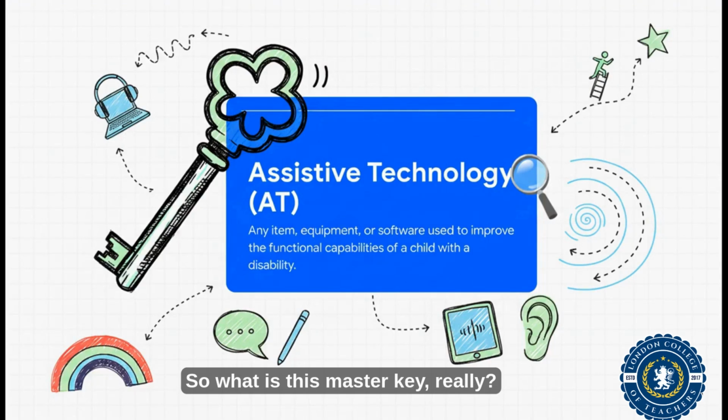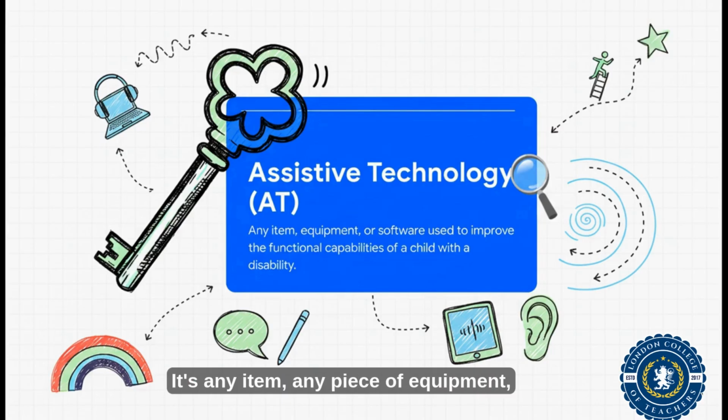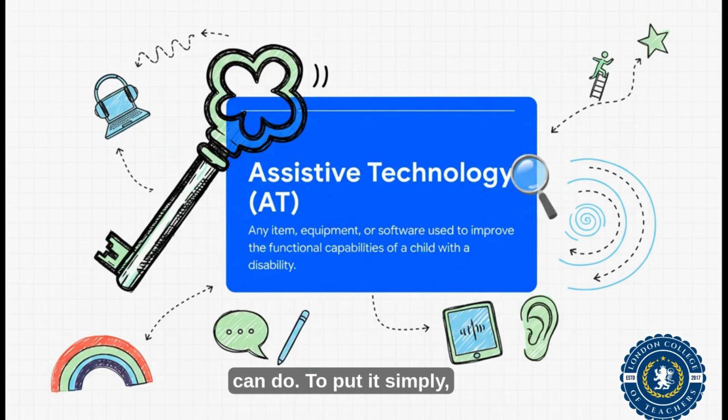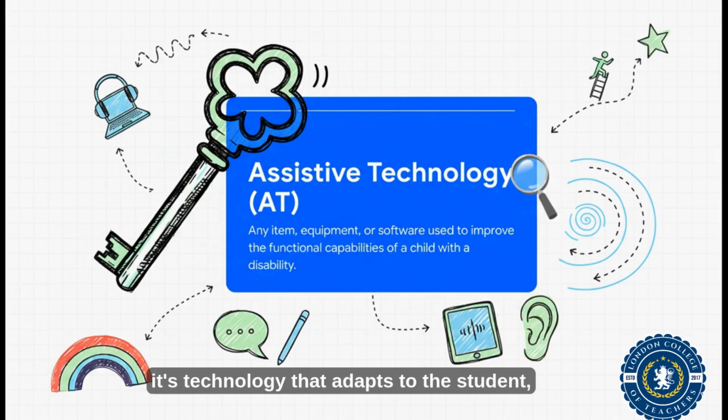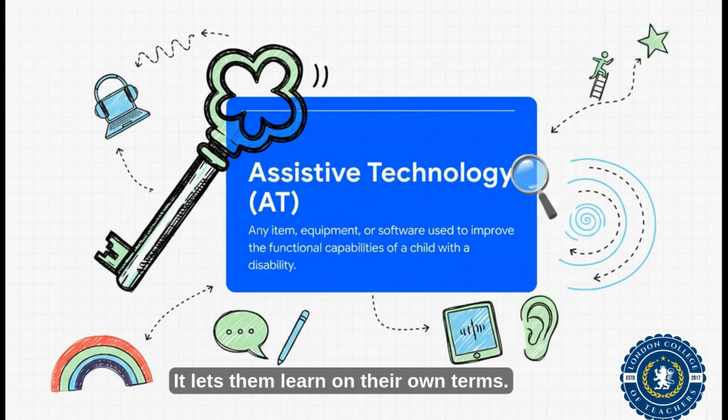So what is this master key really? It's called Assistive Technology, or AT. At its heart, the definition is pretty straightforward. It's any item, any piece of equipment, or any software that helps improve what a child with a disability can do. To put it simply, it's technology that adapts to the student, instead of forcing the student to adapt to the technology. It lets them learn on their own terms.